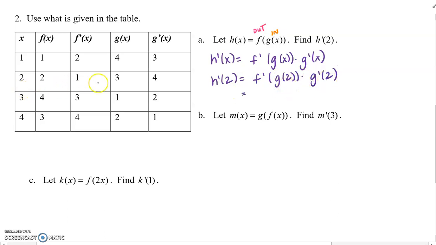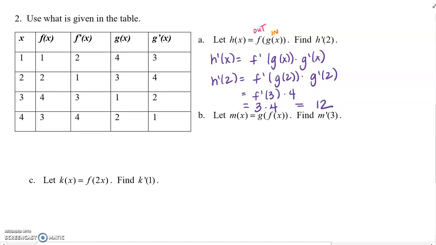So g of 2, you look at your table, g of 2 is 3. G prime of 2 is 4. And f prime of 3 is also 3. So 3 times 4 is equal to 12.